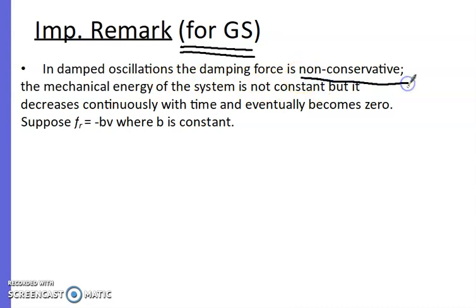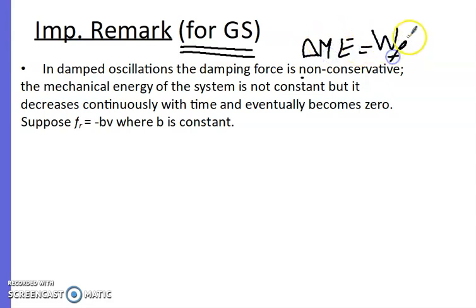a non-conservative force. Why do we call it non-conservative? Because it makes the mechanical energy not conserved. So the mechanical energy of the system is not constant, but decreases with time, continuously, and eventually becomes zero. We know this from chapter 1. In the presence of dissipative forces, the mechanical energy decreases and changes into heat. Remember? And we remember this rule: delta mechanical energy is equal to the work done by the dissipative, non-conservative forces.